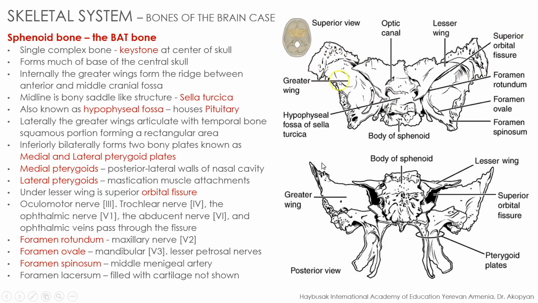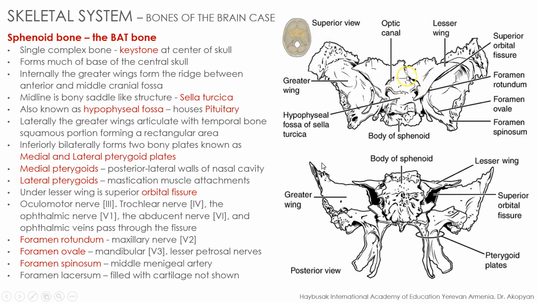This is the sphenoid bone, also known as the backbone. It's a single complex bone that serves as the keystone at the center of the skull. Internally, the greater wings form the ridge between the anterior and middle cranial fossa. The sphenoid bone forms much of the base of the central skull.